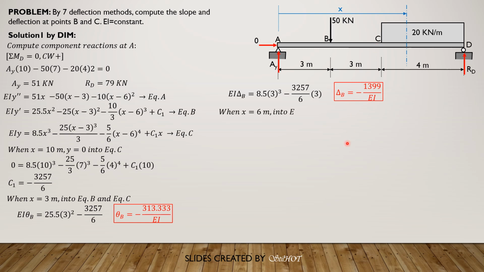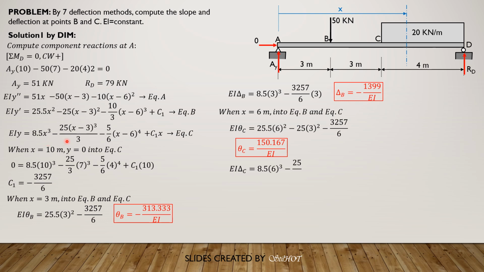Then at C, x is 6 into equation B, then into equation C. So EI theta C equals 25.5 times 6 squared minus 25 times 3 squared, 0, then minus 3257 over 6. So theta C is equal to 150.167 over EI. Then into equation C, EI delta C equals 8.5 times 6 cubed minus 25 times 3 cubed over 3, 0, plus minus 3257 over 6 times 6. So delta C is equal to negative 1646 over EI. So that's it for the first method.